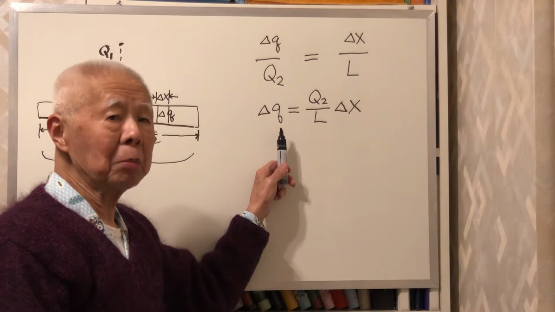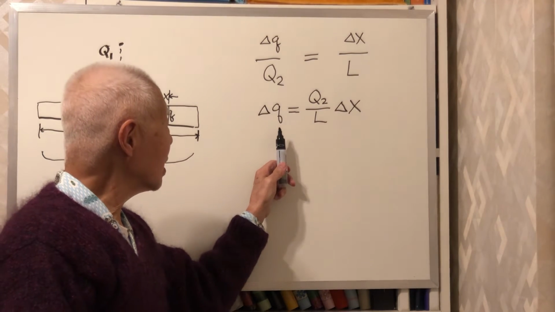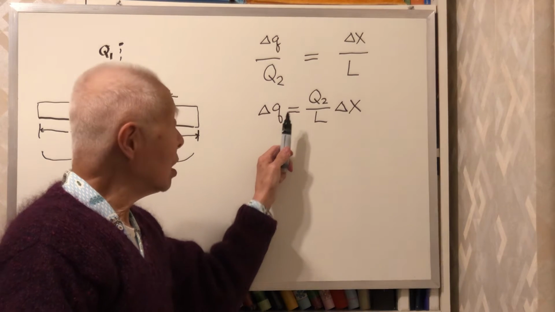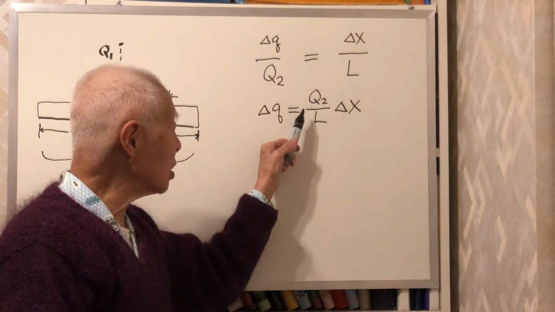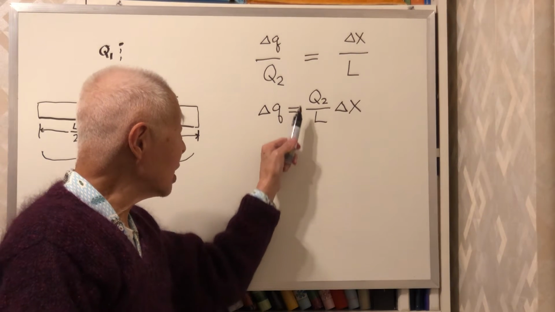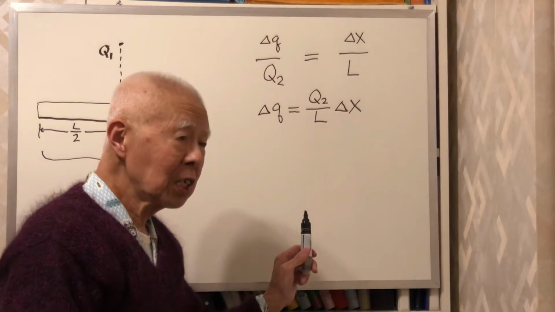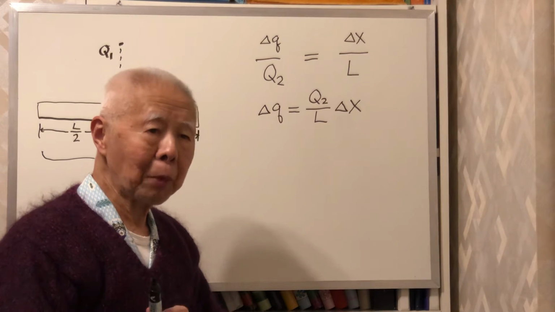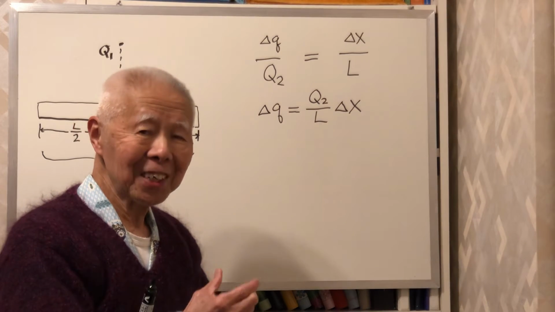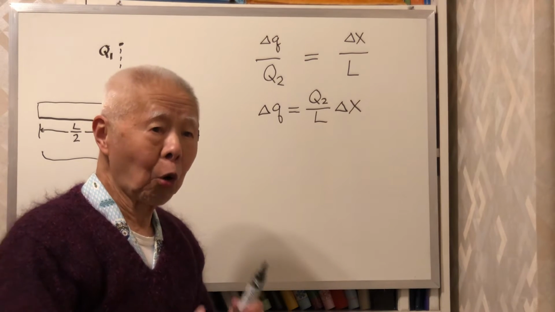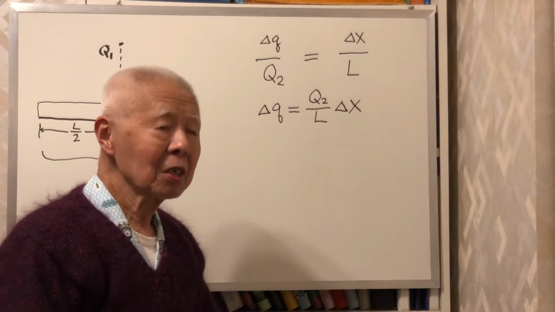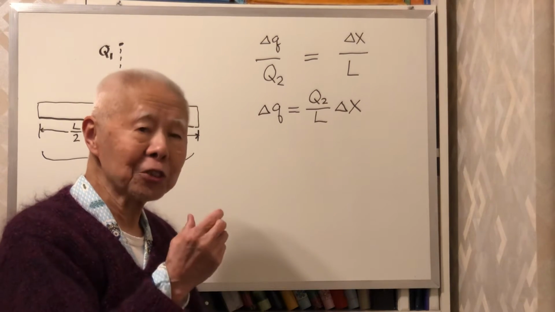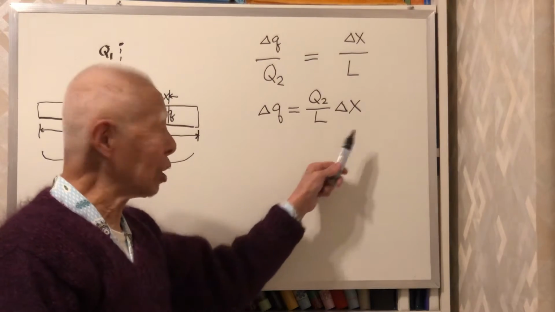This has the meaning: delta Q is what? It is total charge divided by total length. This fraction is charge per unit length. But my length is delta x. Therefore, what's the charge over the small section delta x? Of course, it's charge per unit length times the length of the small section. That's exactly what this means.